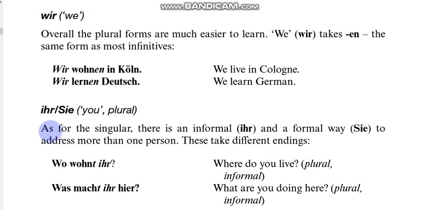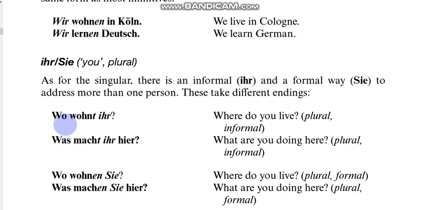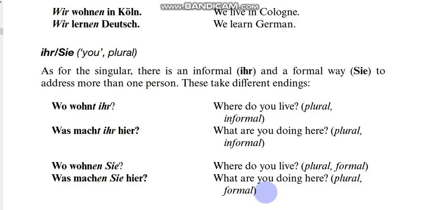Ihr, you plural. As for the singular, there is an informal and a formal way to address more than one person. These take different endings. Wo wohnt ihr? Where do you live? Plural informal. Was macht ihr hier? What are you doing here? Plural informal. Wo wohnen Sie? Where do you live? Plural formal. Was machen Sie hier? What are you doing here? Plural formal.